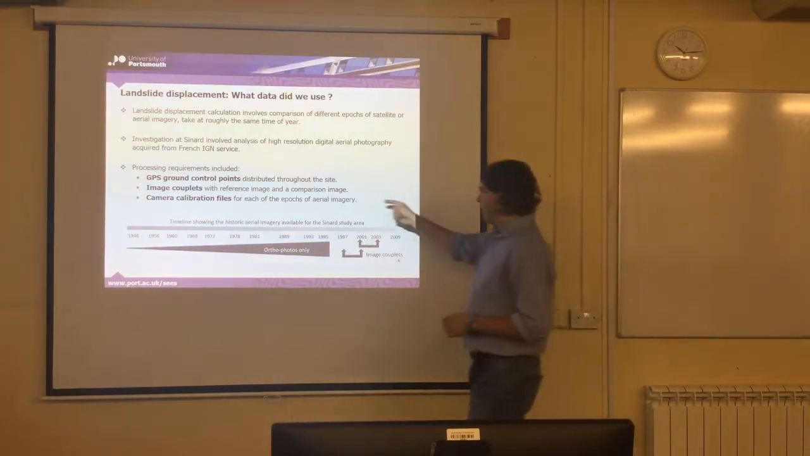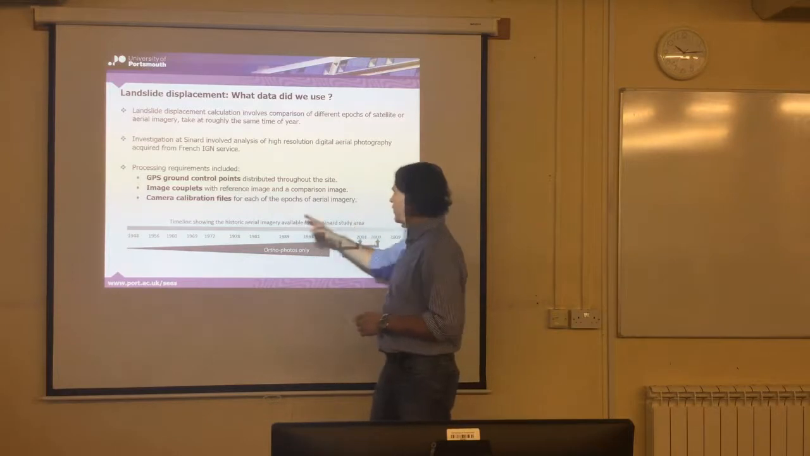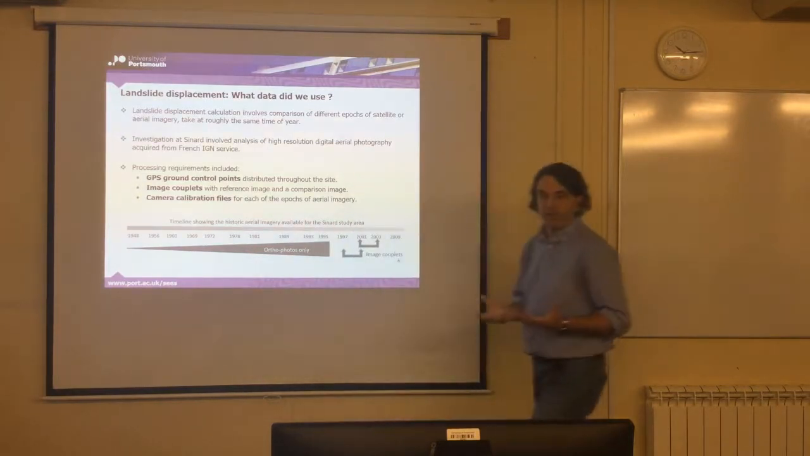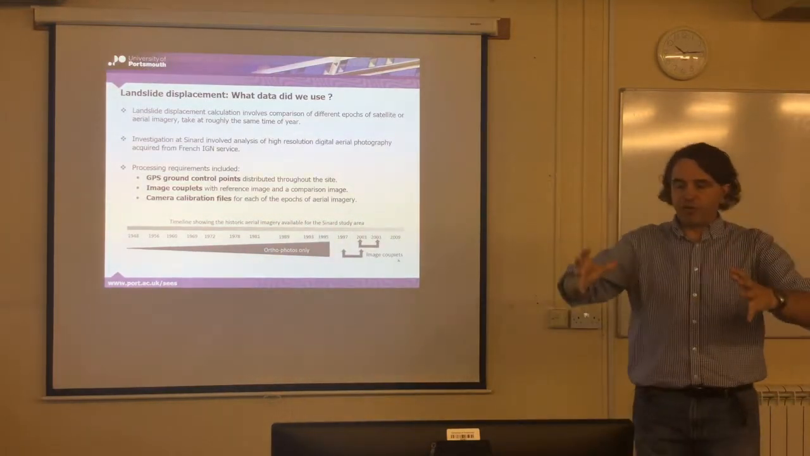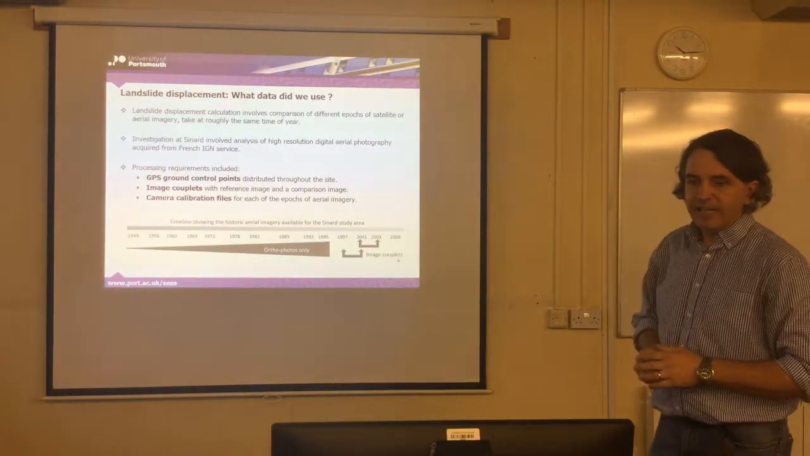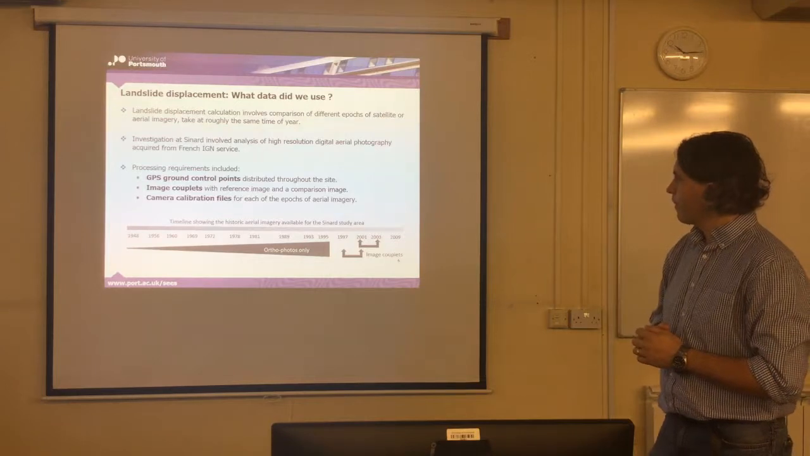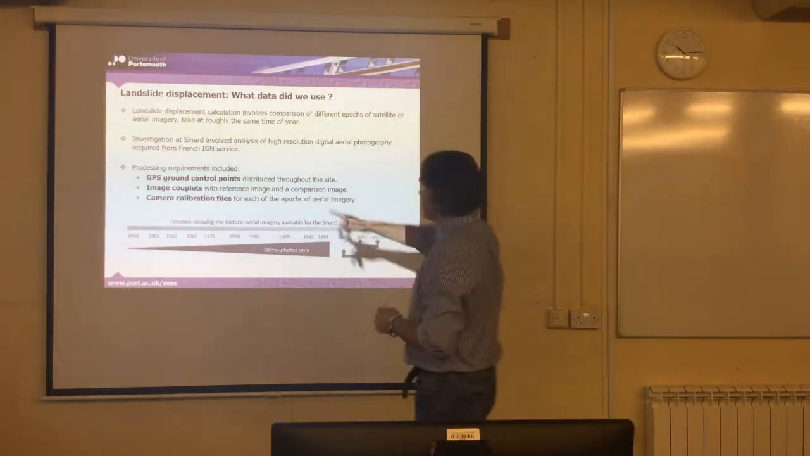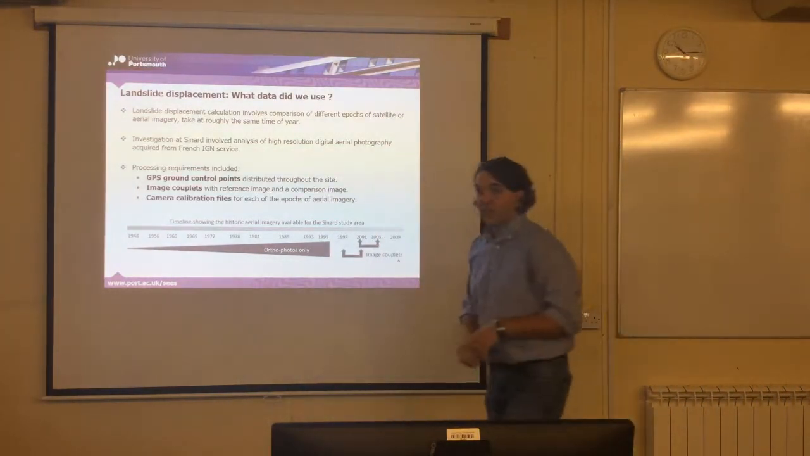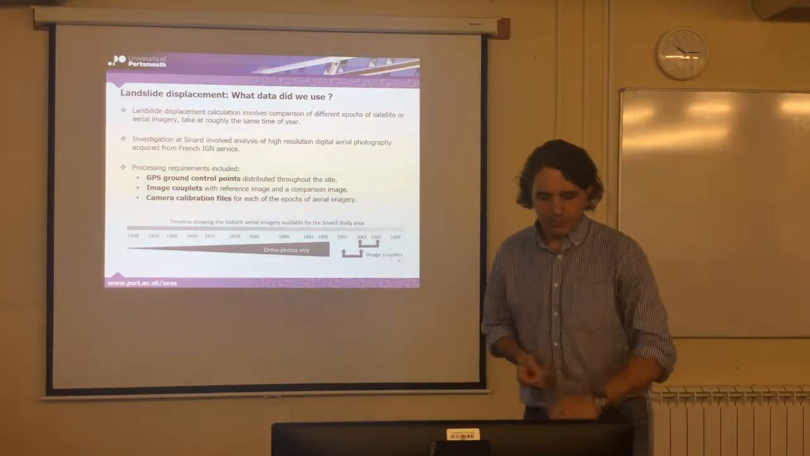And then if you ever use their photographs, each set of photographs comes with a camera calibration file. So each camera in the photograph, in the plane, is calibrated. You need that calibration file for your sets of photographs. Luckily, the French mapping agency were very helpful. They just sent us the PDF files of that information.